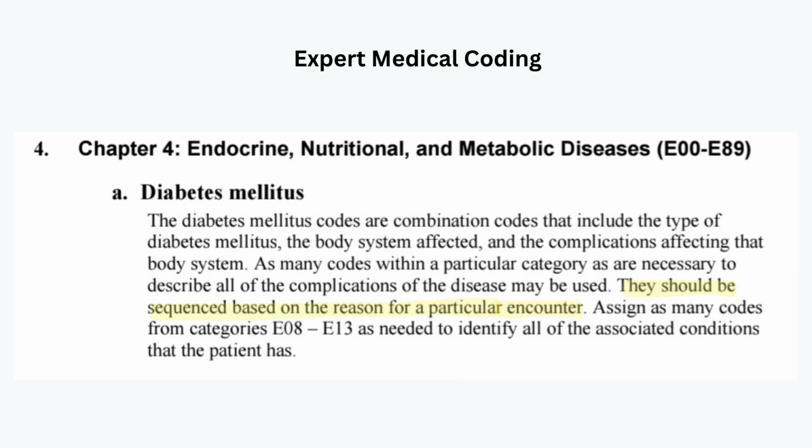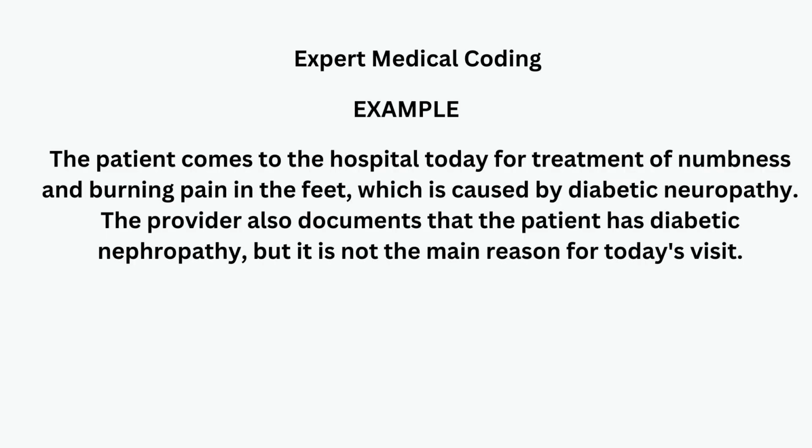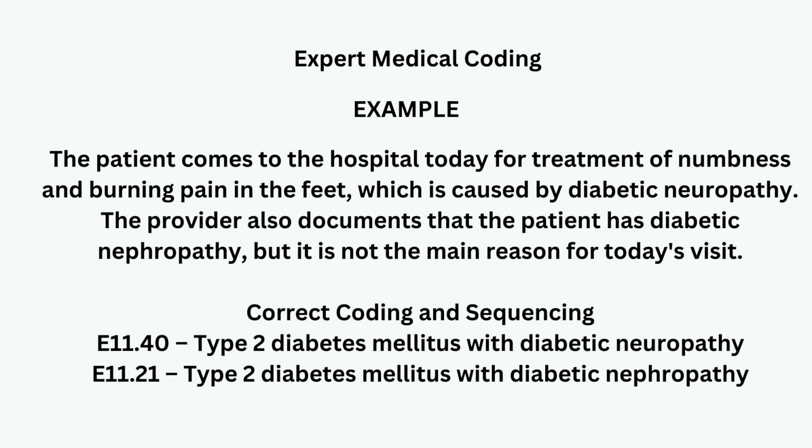Now let us look at the next line of the guideline that says they should be sequenced based on the reason for a particular encounter. Let us see an example to understand this. The patient comes to the hospital today for treatment of numbness and burning pain in the feet, which is caused by diabetic neuropathy. The provider also documents that the patient has diabetic nephropathy, but it is not the main reason for today's visit. So correct coding and sequencing here will be E11.40 to be given first, type 2 diabetes mellitus with diabetic neuropathy, and E11.21 as secondary, type 2 diabetes mellitus with diabetic nephropathy.